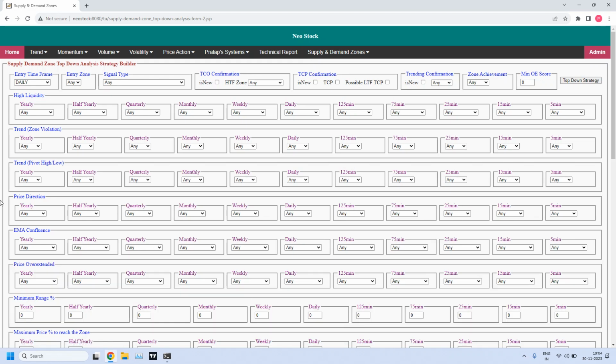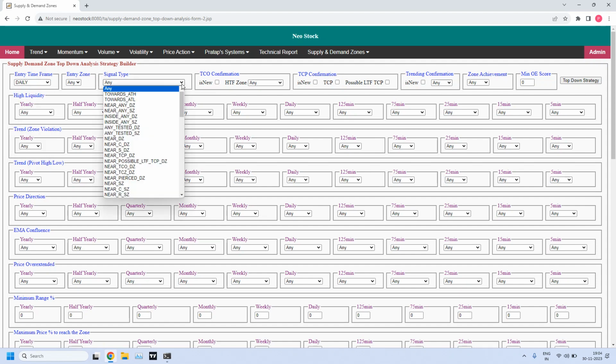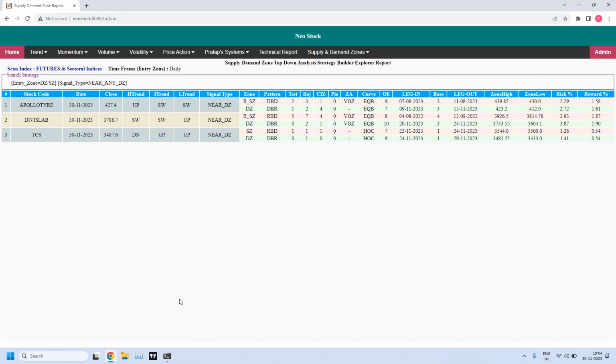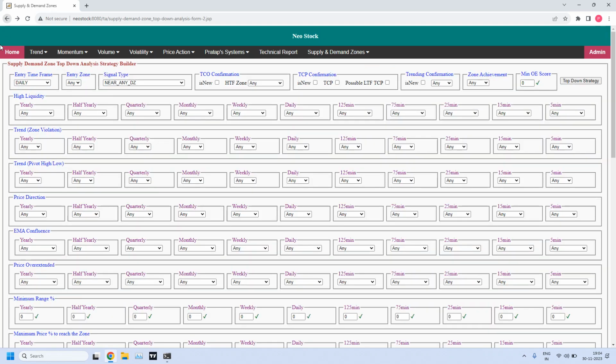Now let me generate demand and supply zones and all the reports for the daily time frame. Entry time frame is daily. Let me find the stocks which are near to the daily demand zone. So these 3 stocks are near the daily demand zone, but none of these stocks are having high liquidity demand zones. So let's go back.